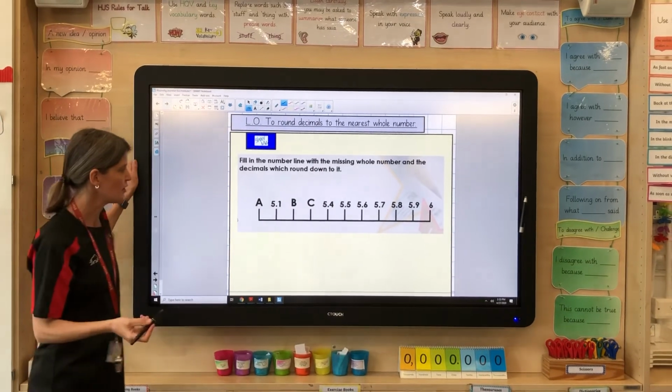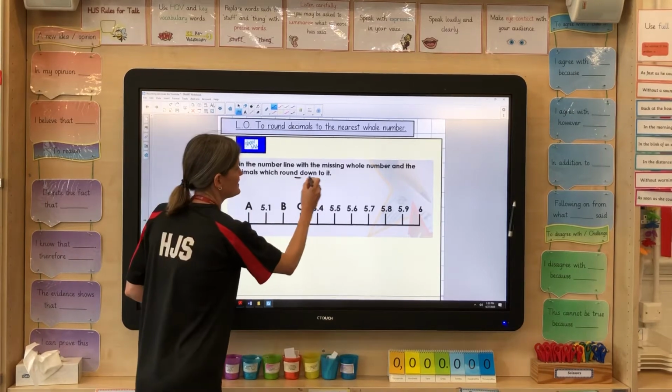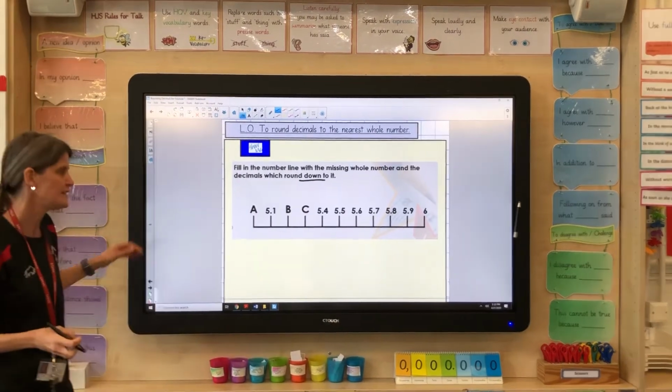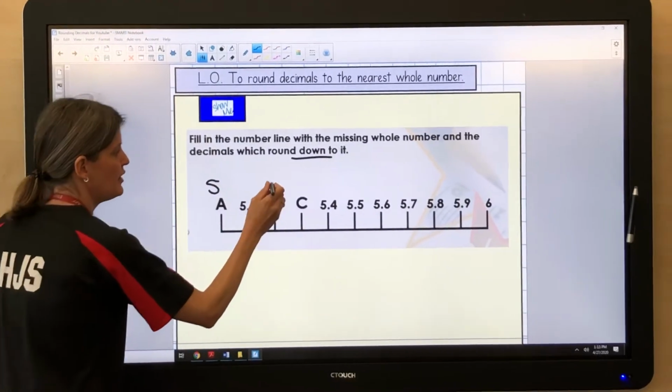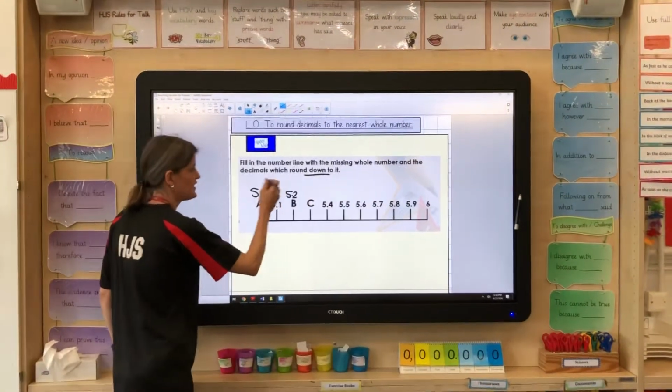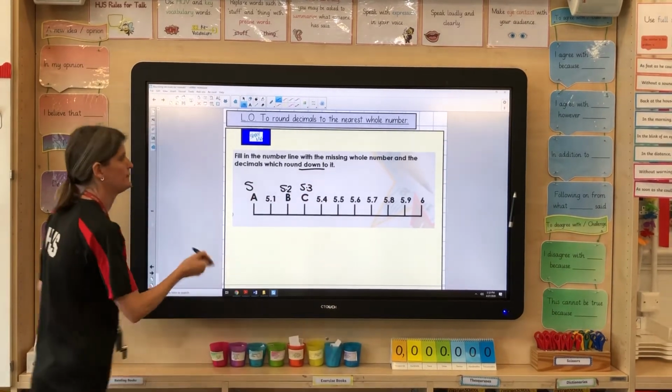Here's one for you to have a go at. Fill in the missing whole number and the decimals which round down to it. Pause the clip when you're ready. So here's my whole number 5. 5.2 would round down to 5 and 5.3 would round down to 5.